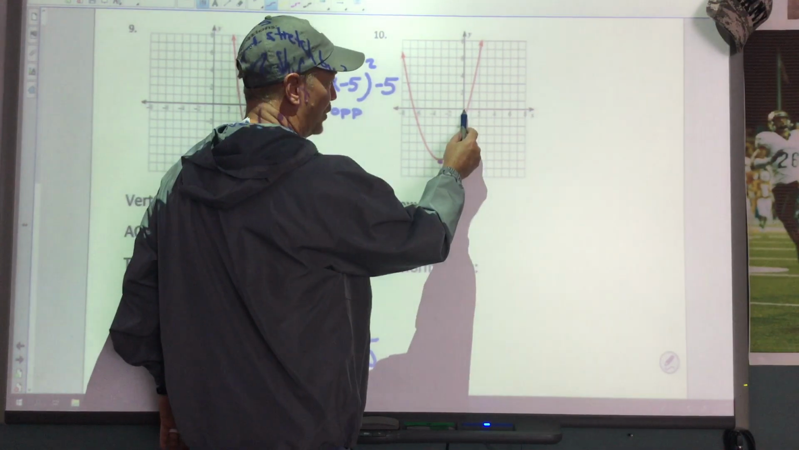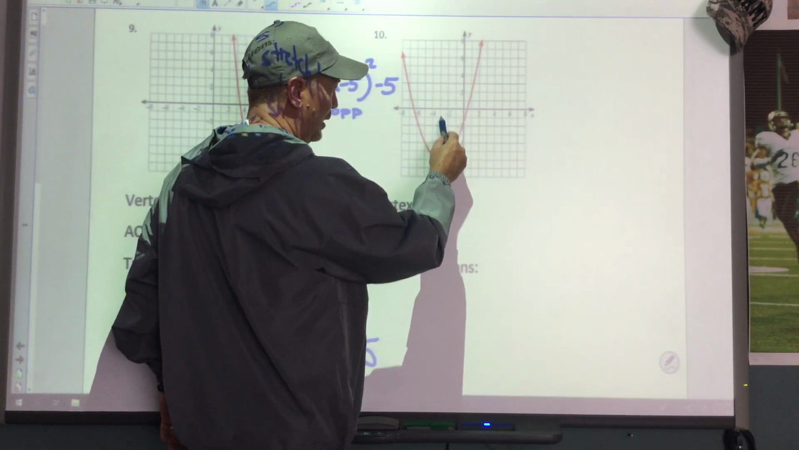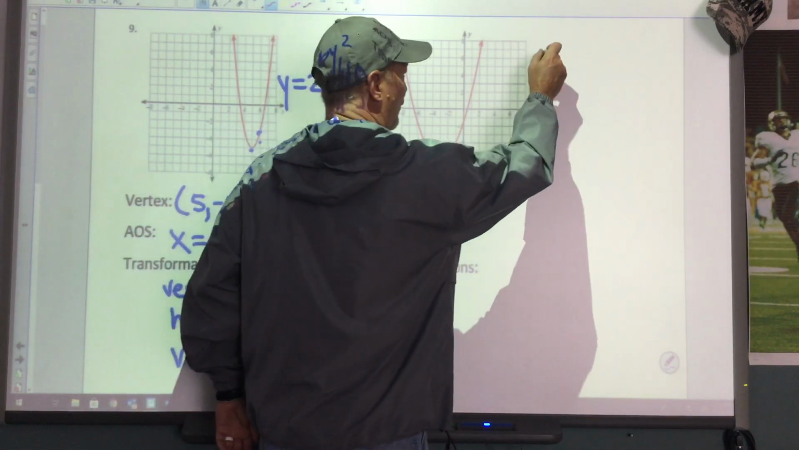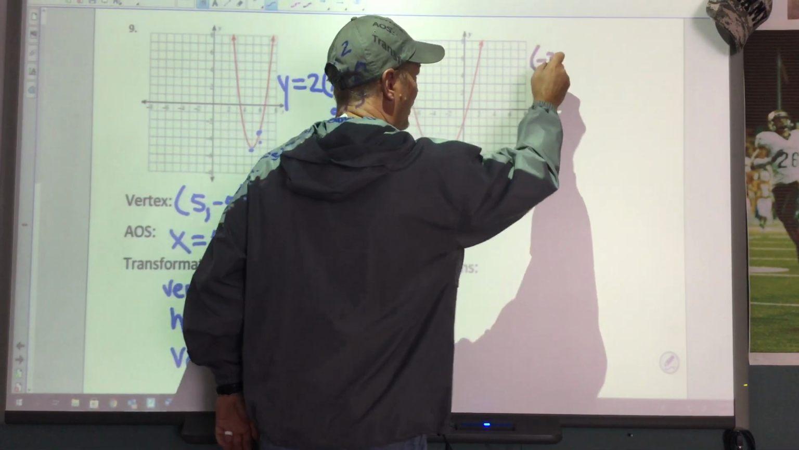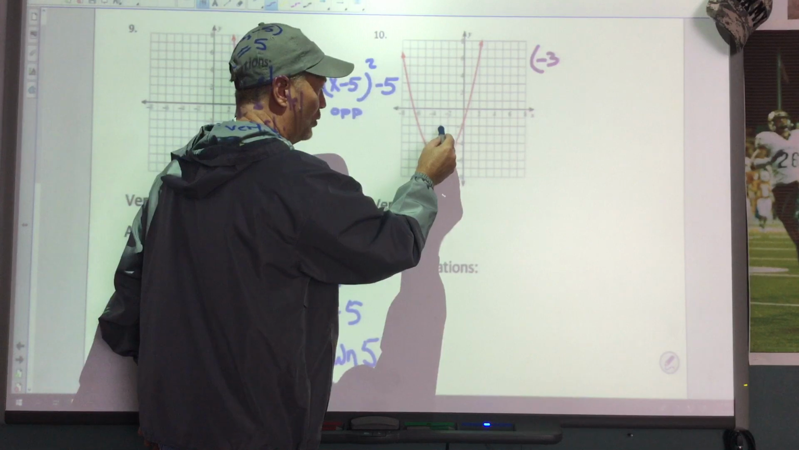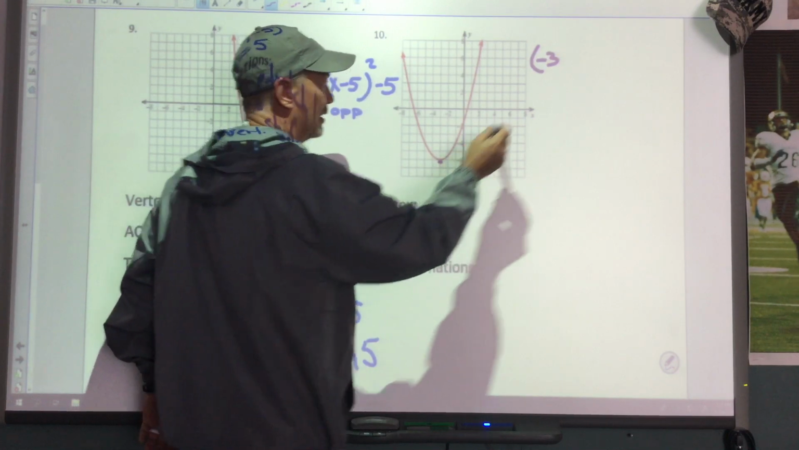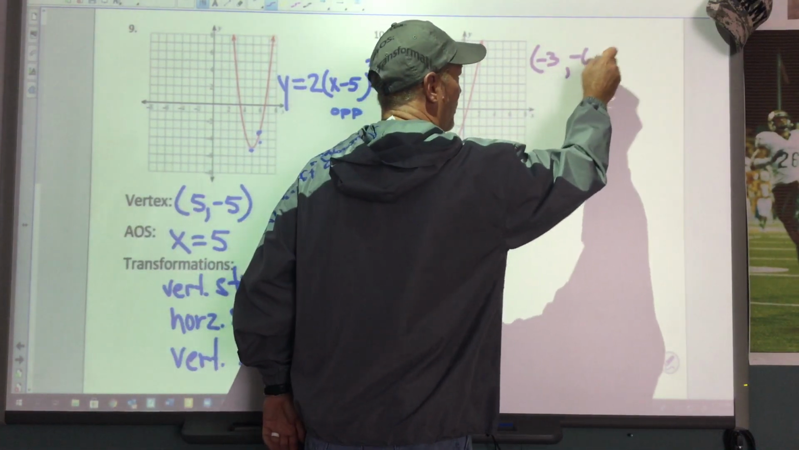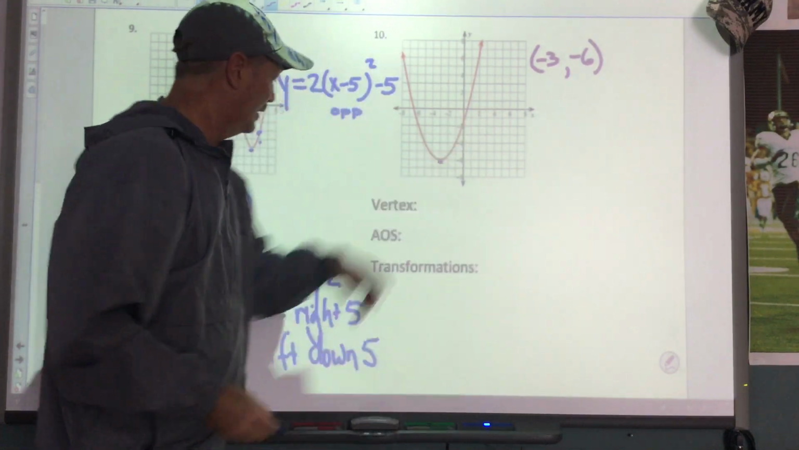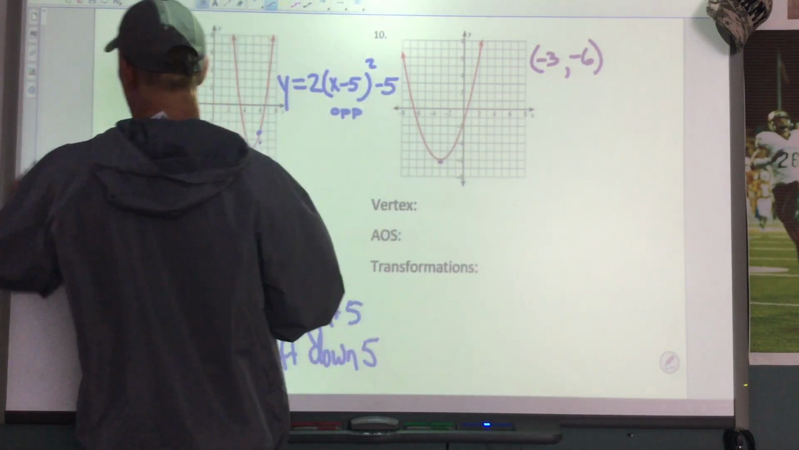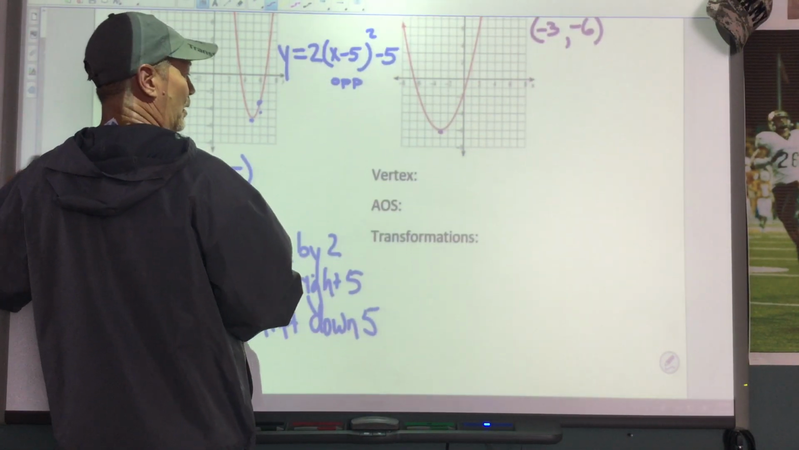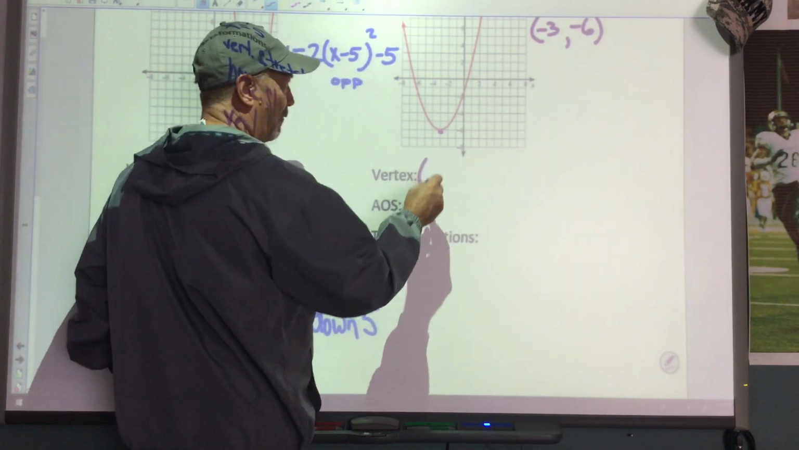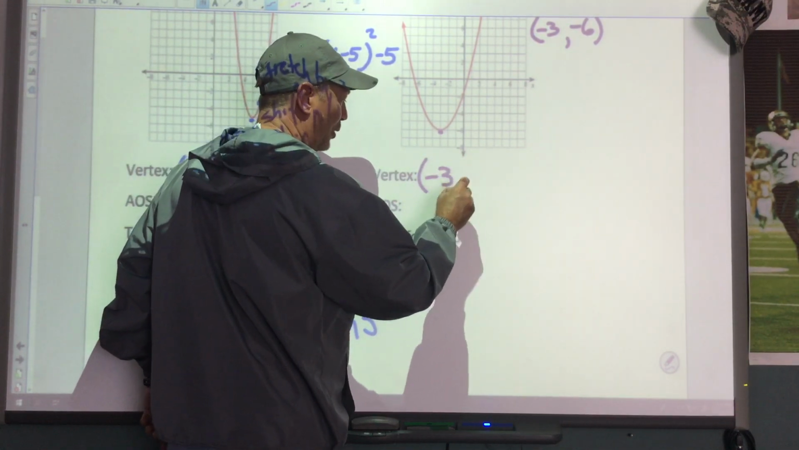It looks like I've gone to the left 1, 2, 3. I'm at negative 3. My vertex is going to be at negative 3. And I have gone down 1, 2, 3, 4, 5, 6. I have gone down 6. This is the location of my vertex. I'm going to be at negative 3, negative 6.